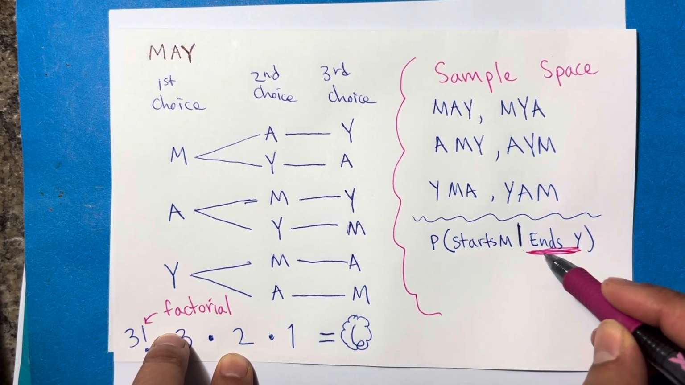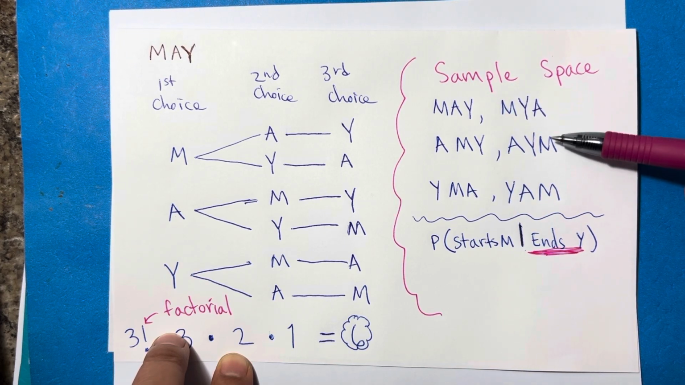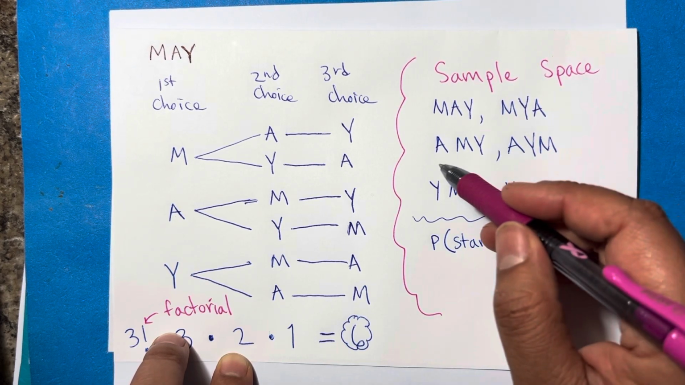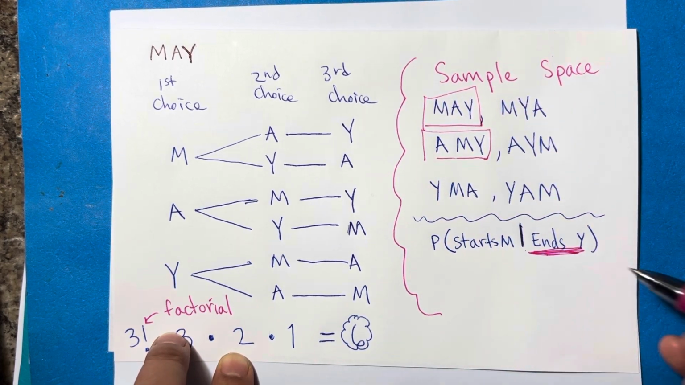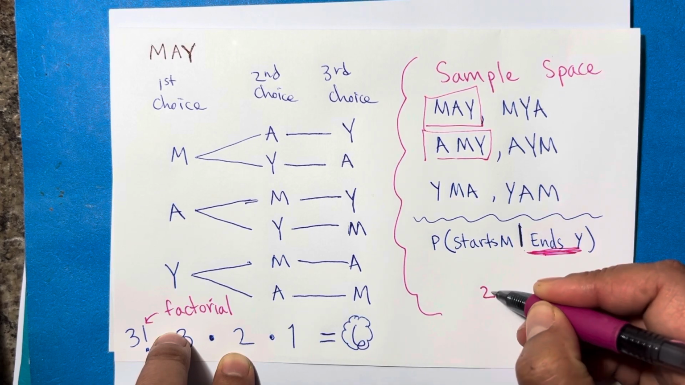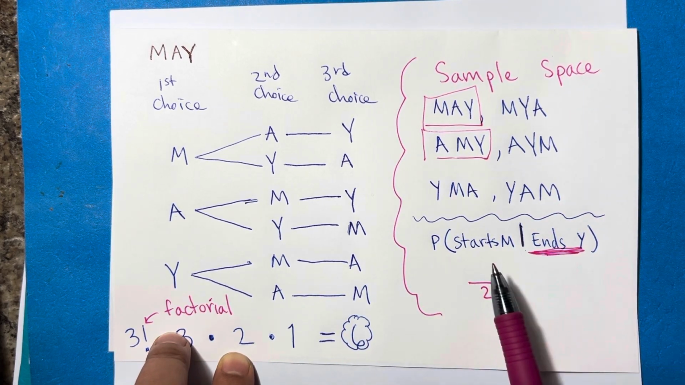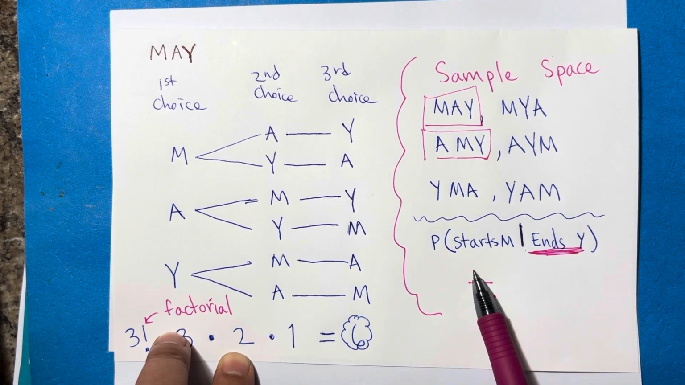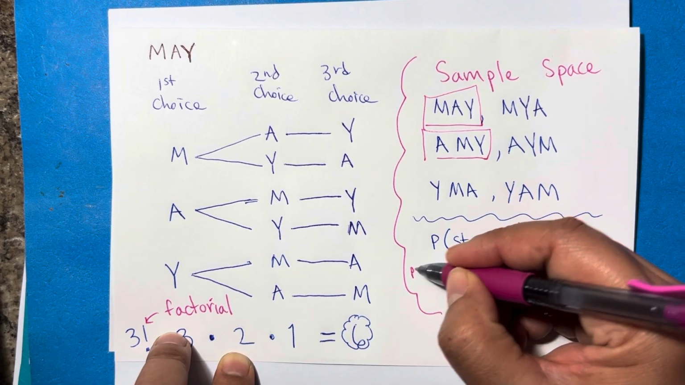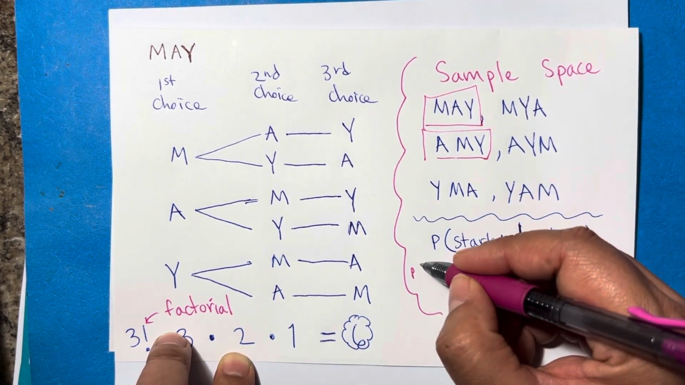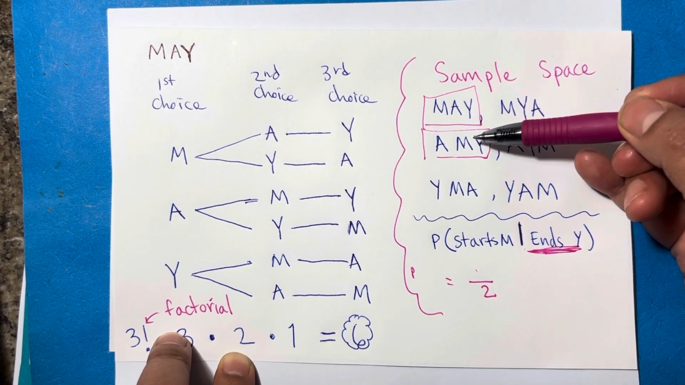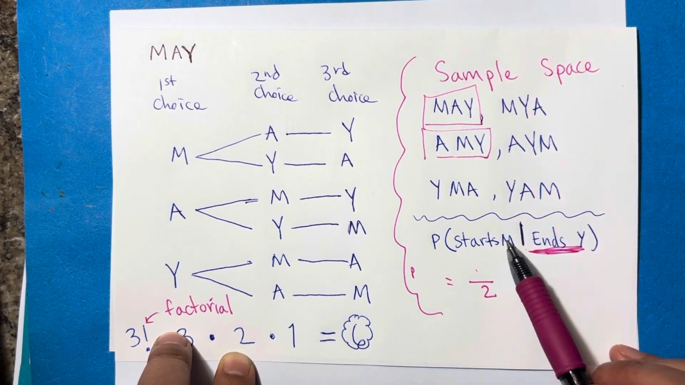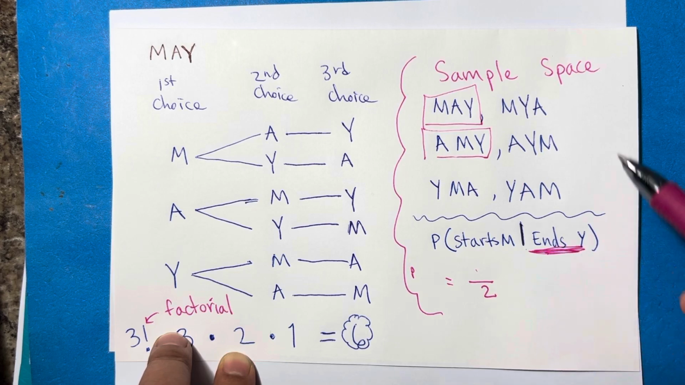This is my condition. So I look at all of them and I notice that only these two end with Y. So that means that that's the total number that goes in the denominator. And the one that goes in here is the probability that both starts with M and ends with Y. Which one of the two starts with M and ends in Y?